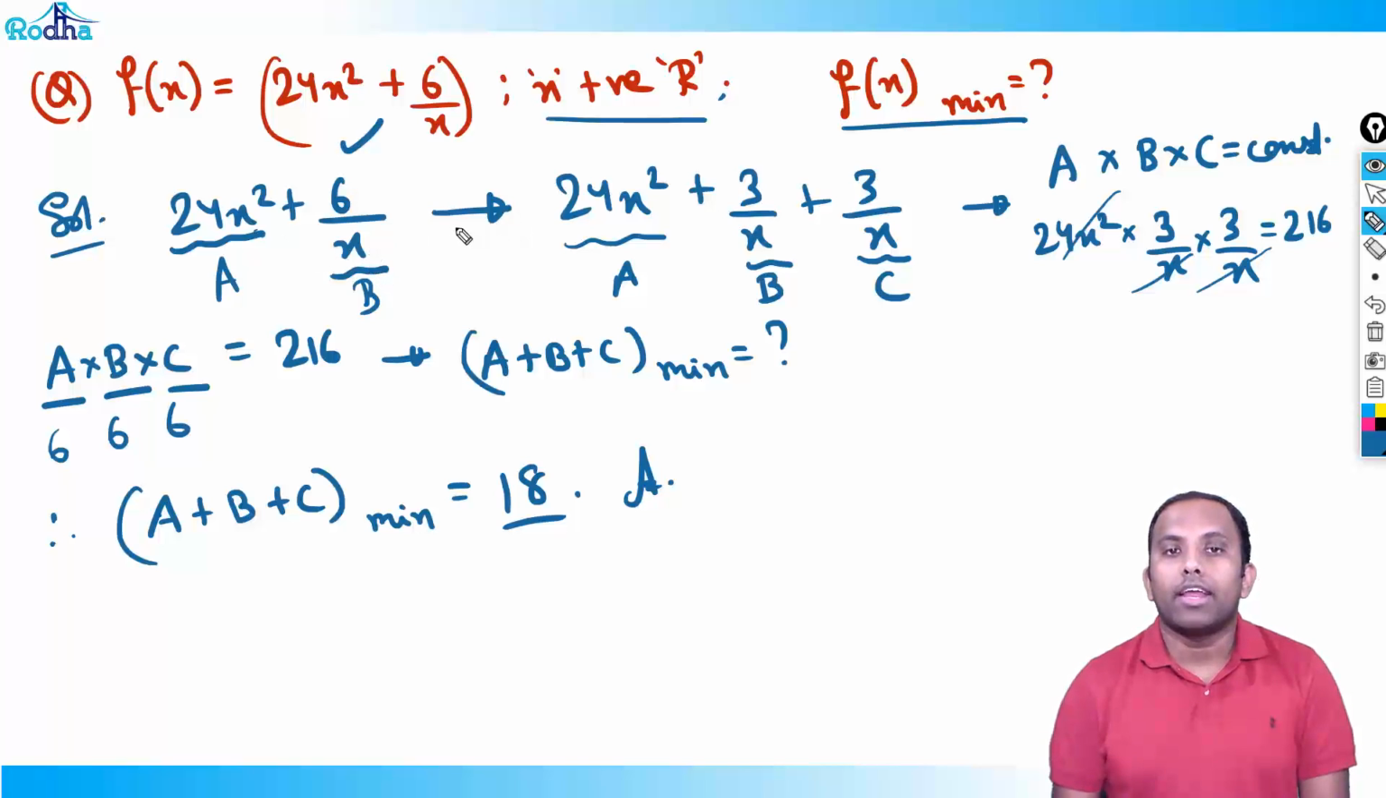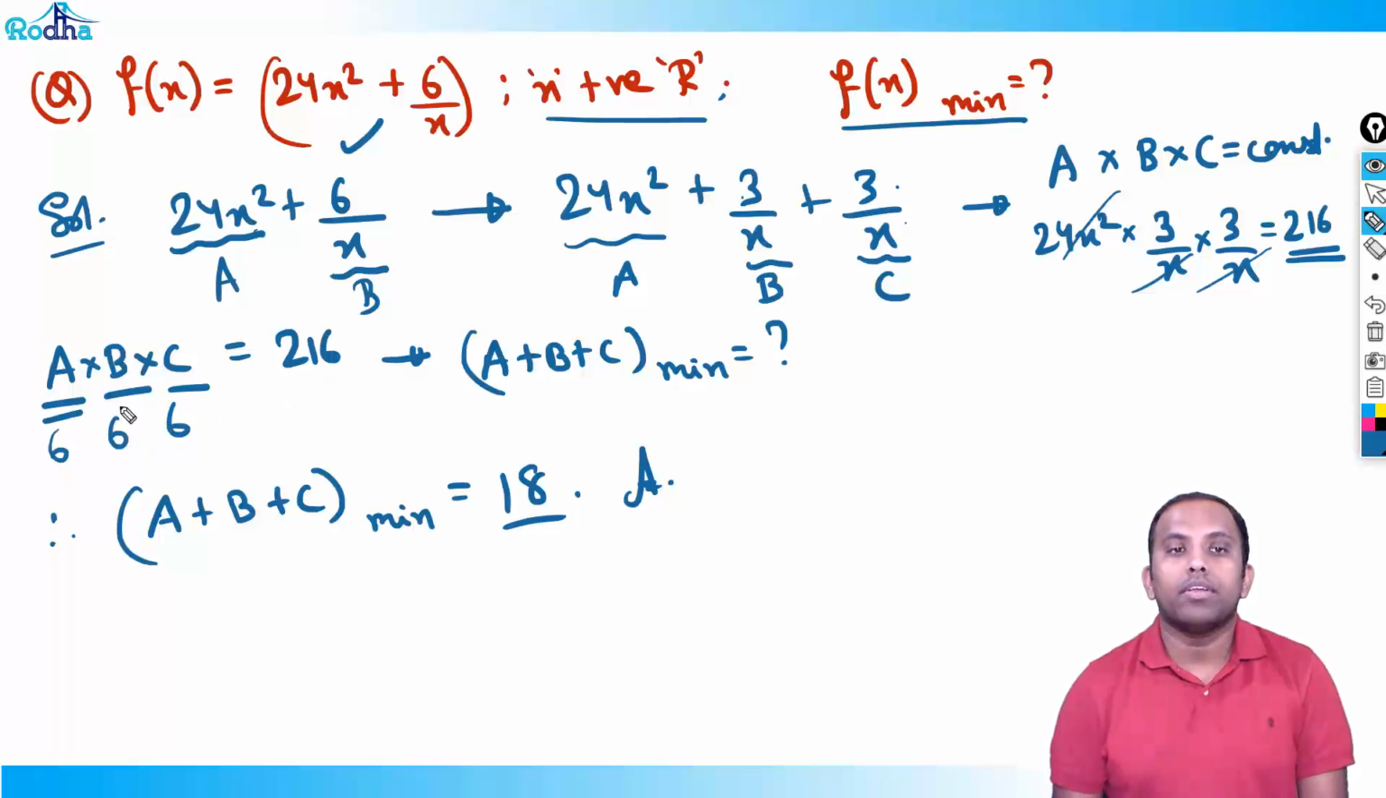So what I did, I split it like 3 by x and 3 by x. After splitting, 24x square plus 3 by x plus 3 by x. The product is 24 into 3 into 3, 216. Because x will get cancelled now, that's why I split it in two parts: in the numerator it is x square, in the denominator it is x and x, two powers, right? So it is constant now. Now a into b into c is some constant, that is 216.